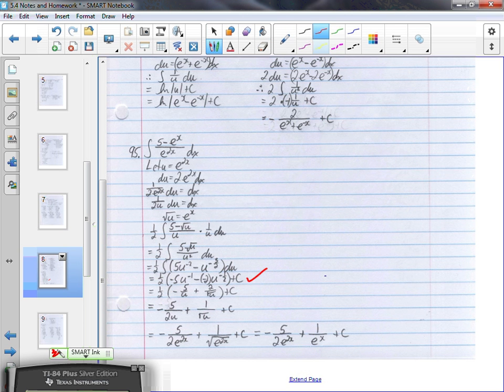Power rule for both those terms. Write them without the negative exponents. Distributed the 1/2. Put the e to the 2x back in for u. Simplified the square root of e to the 2x as e to the x. Didn't bother trying to get a common denominator. And finished.